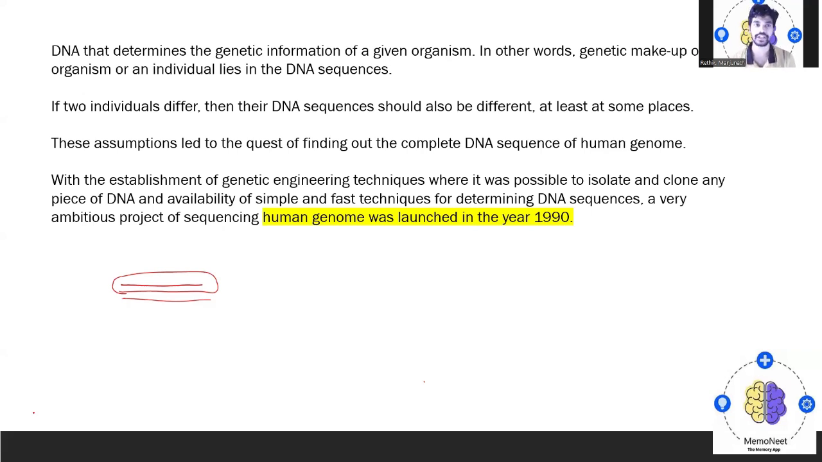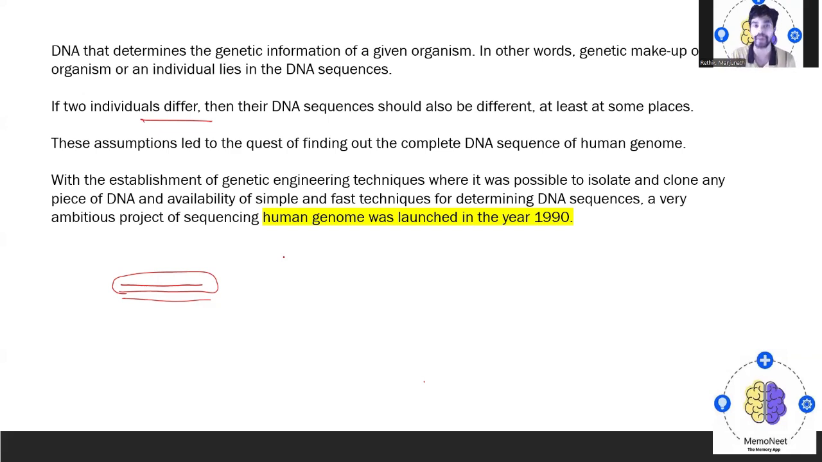So we all know that the DNA determines what? The genetic information of a living organism. In other words, whatever the genetic makeup of an organism or of an individual, that lies in the DNA sequence. So that means DNA is responsible for one's genetic information. If two individuals differ, that means the DNA sequence should also be different, right? Say, if you are different from your friend, then there has to be some DNA sequence which is different, at least in some places. If you compare yourself with your brothers, relatives, whoever it is, your physical appearance and your characters are different, right? So even the DNA sequence should be different, and at least at some points there will be a difference, even in twins.